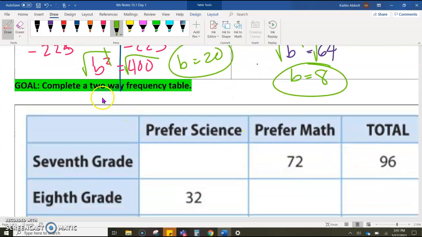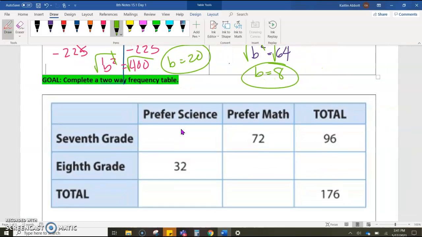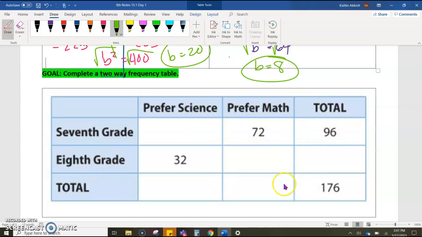On to what we're doing today. So we're going to be completing two-way frequency tables. It's basically a fancy multiplication chart. So remember with a multiplication chart, you take your fingers and maybe start with 7th grade and maybe you prefer math, and they would end here.